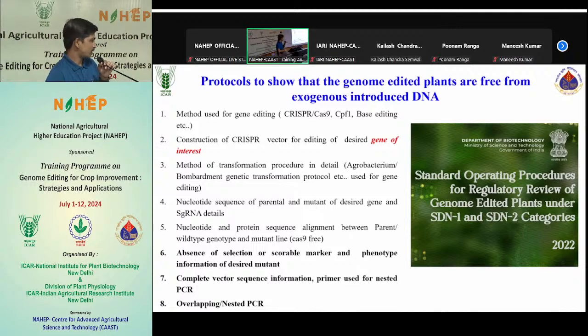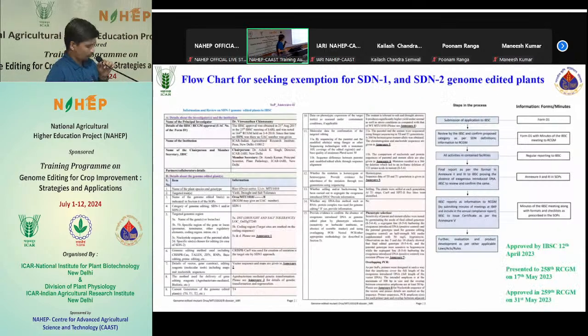Now I'll explain. According to this standard, before you make the dossier, you have to design primers from the total vector which you have used. For example, if the vector is 15 kb, you have to design primers consecutively. Make sure that the primers cover the whole vector. I am showing one example.